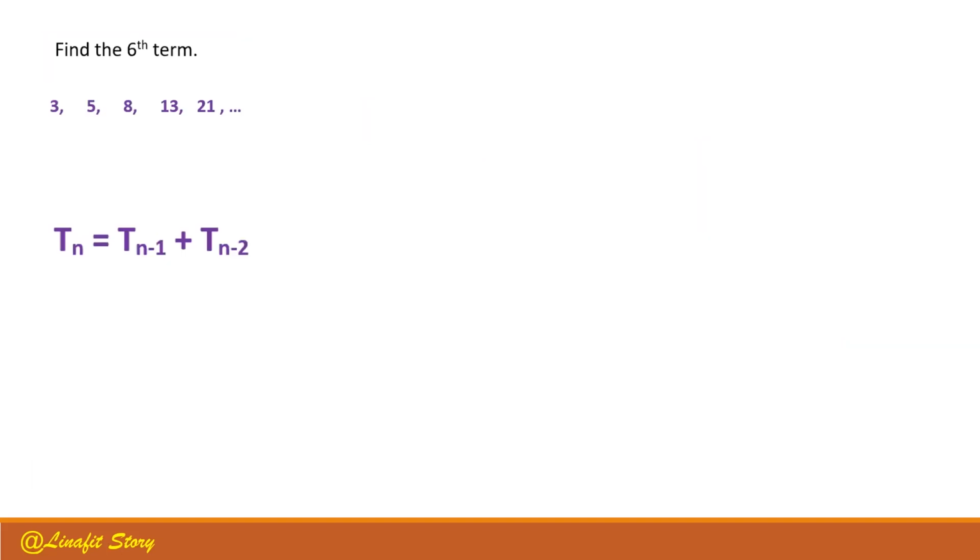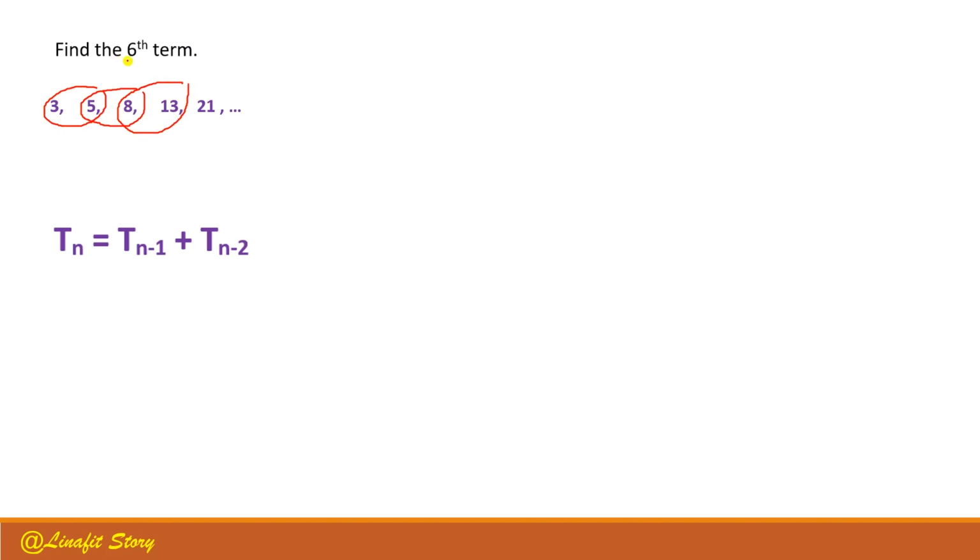Find the sixth term. 3, 5, 8, 13, 21. We know that this is the Fibonacci sequence. How do you know? 3 plus 5 is 8. 5 plus 8 is 13. 8 plus 13 is 21, and so on.